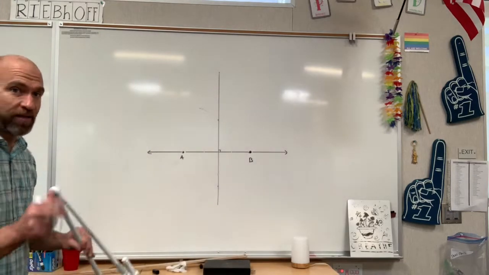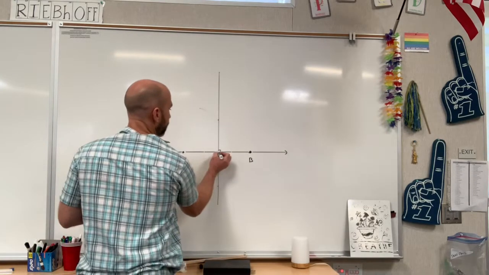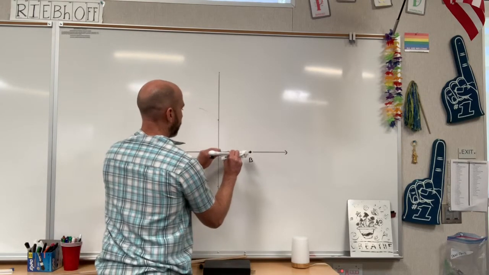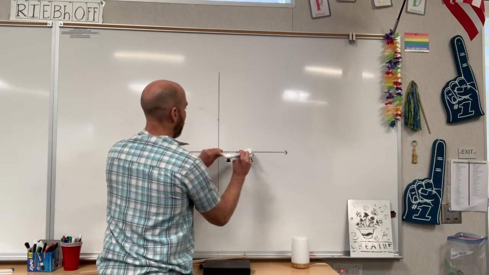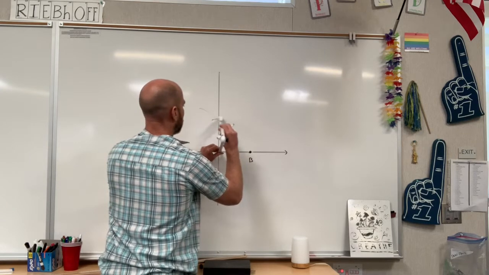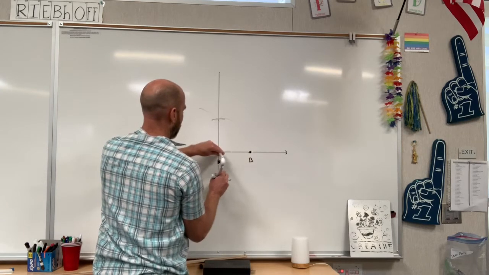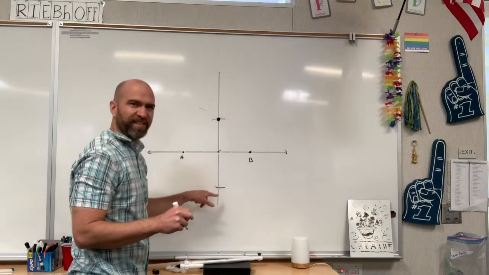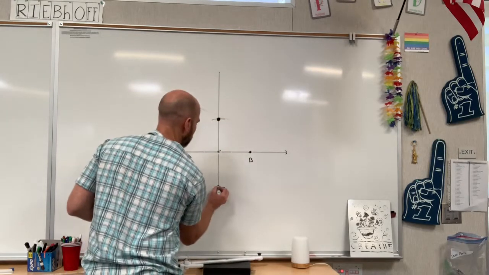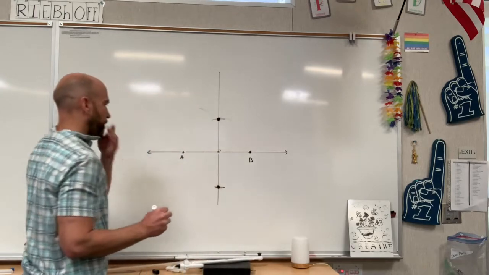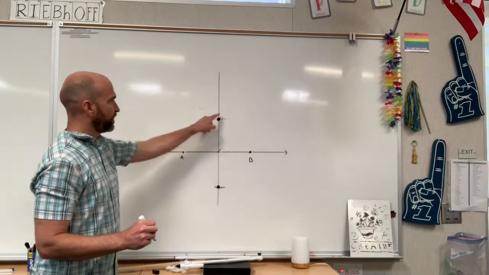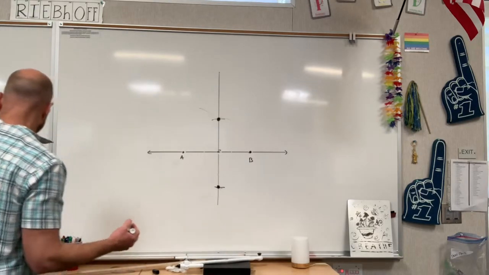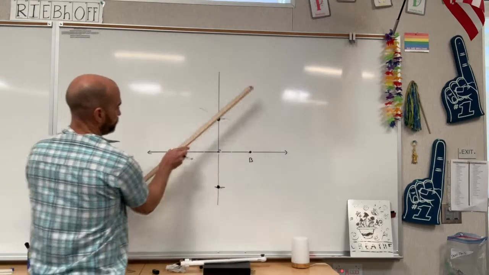What I want to know is this distance from the center here over to there. And I'm going to copy that up here, and I'm going to copy that down here. They happen to be about the same points. That doesn't always work. So this distance, this distance, this distance, this distance, all the same distances from each other, right? So what can I do?